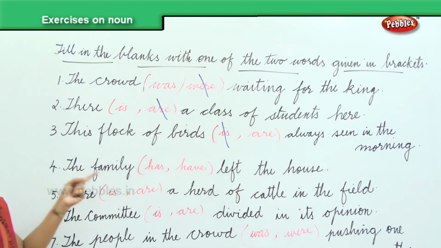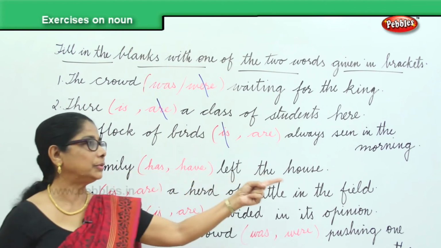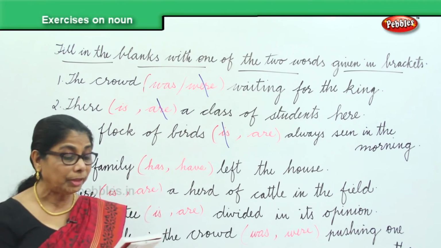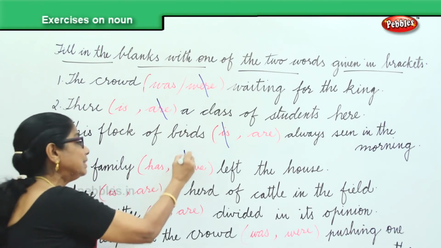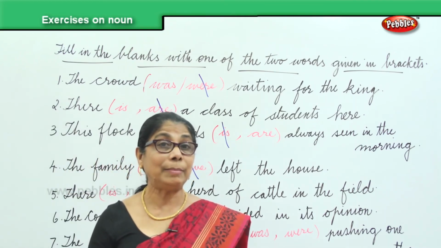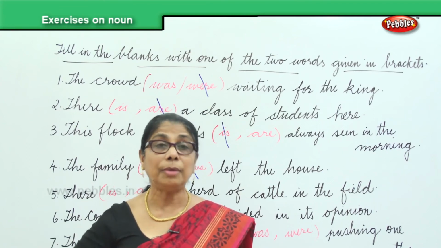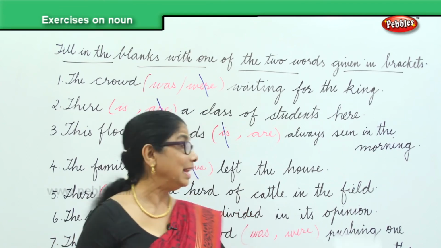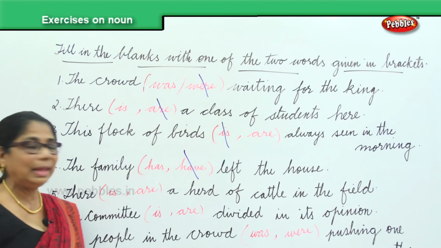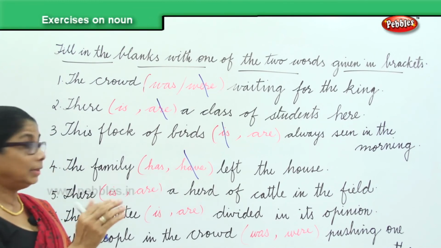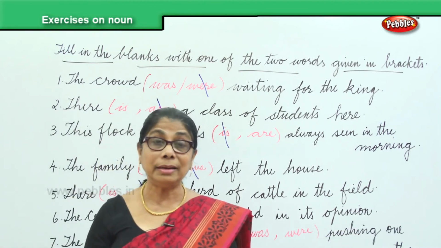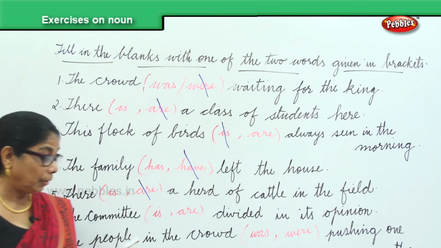The next, the family left the house. The family, you will say the family has left the house. You do not say the family have left. The family has, family, number of people in the family. Singular form, the family has left the house. There a herd of cattle in the field. There is, not there are. You will say there is a herd of cattle in the field. Okay, next one.